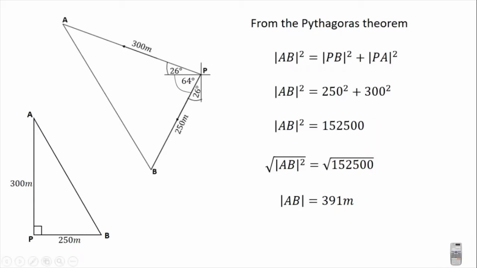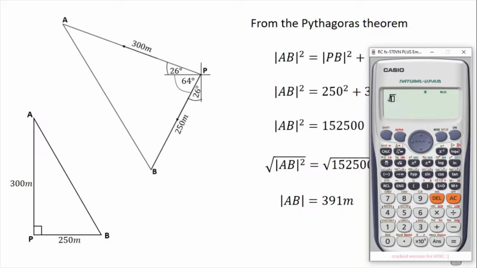Once again, if you take the square root of 152500, you are going to get 390.51. So you see that you'll be getting a lot of decimals.